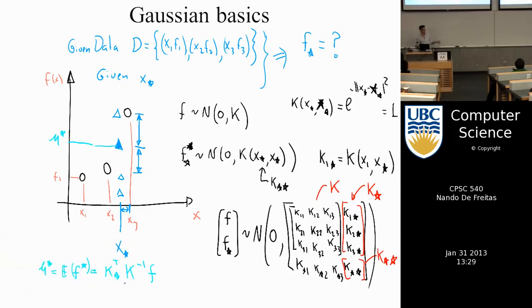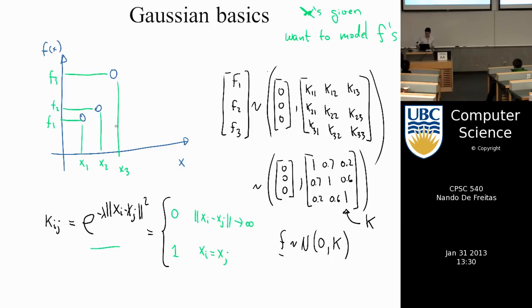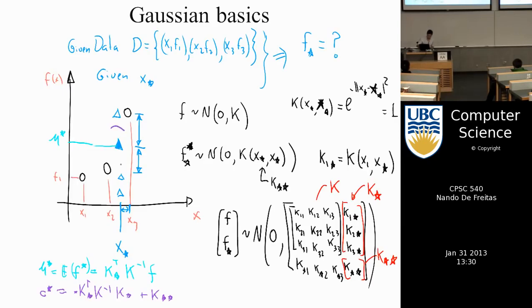I also can use the theorem and get the covariance. It's sigma star, which is equal, and I'm just reading it off here from my notes, to k star star minus k star K inverse k star transpose. Sorry, it's minus this, plus k star star. That sigma star gives me the variance.